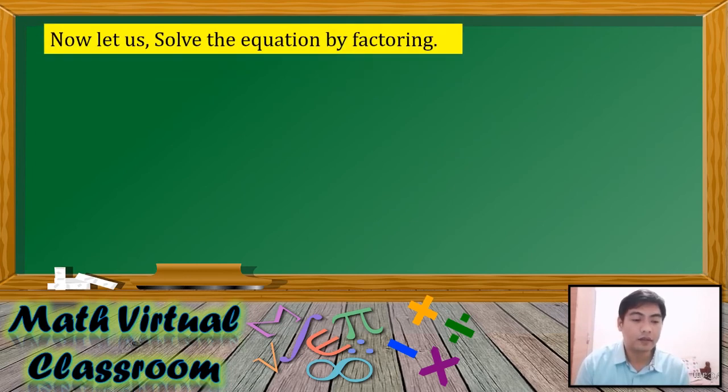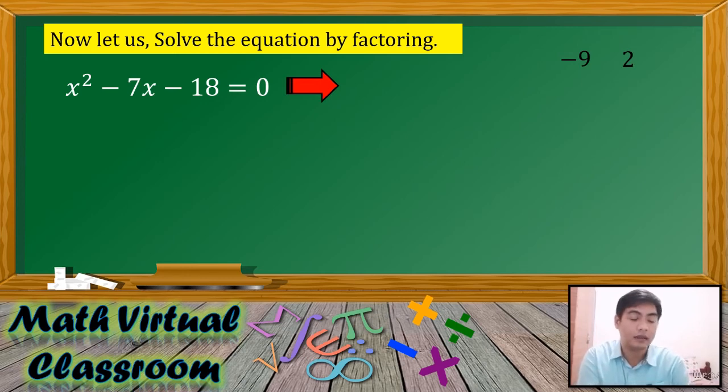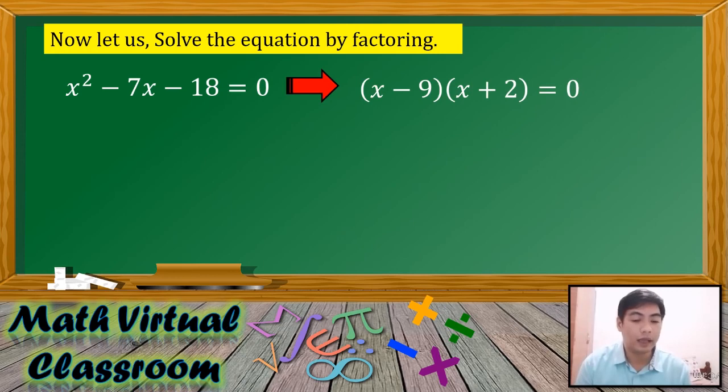Now let us solve the equation by factoring. x squared minus 7x minus 18. The factors of 1 are 1 and 1. So let us just take the factors of negative 18, which is negative 9 and 2. And when we add the two quantities, that would give us negative 7, which is the middle term. Therefore, our factors would be quantity x minus 9 times quantity x plus 2 equals 0.